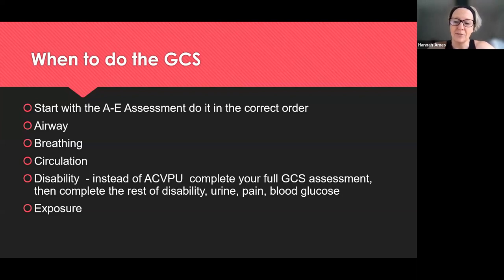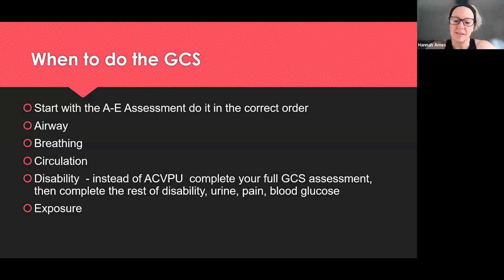So instead of doing ACVPU, you're going to do a more in-depth assessment. Now, you do need to give yourself a bit more time, because obviously the GCS assessment is going to take longer to complete than doing your ACVPU. So you need to be good on your time and be able to get through the rest of your A to E assessment relatively quickly in order to have some extra time to do your GCS assessment. And you still need to do the rest of the disabilities.